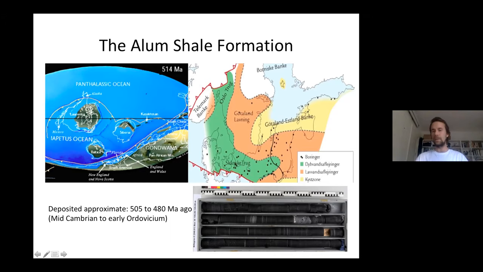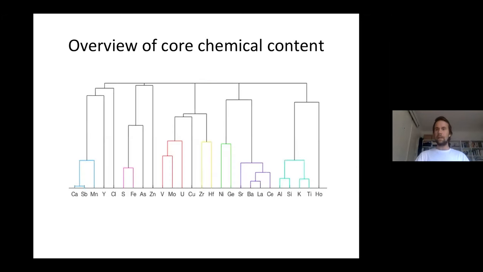And here's a picture of the drill core. And as you can see, it's a black shale and it has no visual signs of any cycles. But we analyzed approximately 30 elements obtained from the XRF at a very high resolution, 0.2 millimeters. And then we see how the elements relate to each other, how they vary. So this is a correlation analysis where we can see the different elements group with each other.